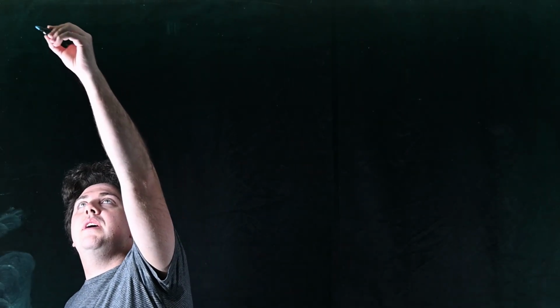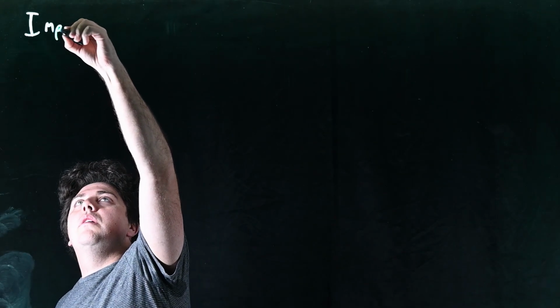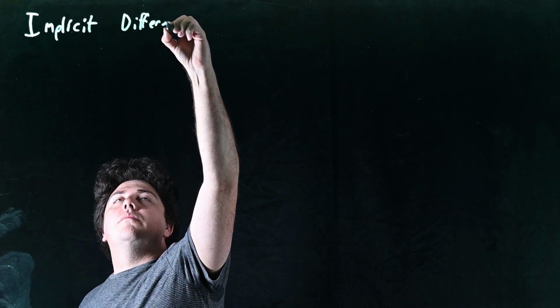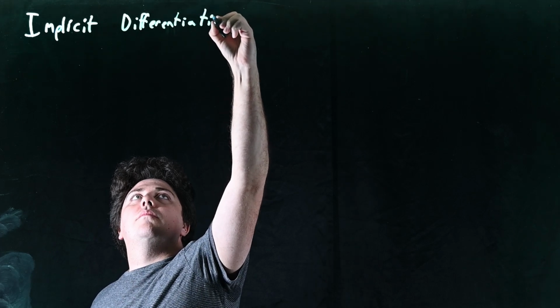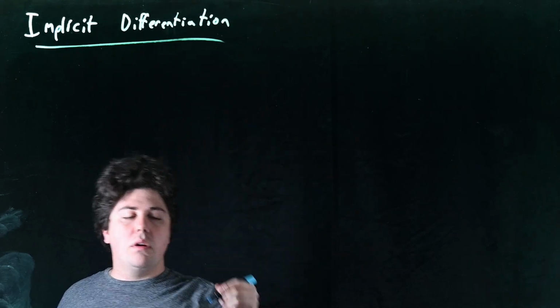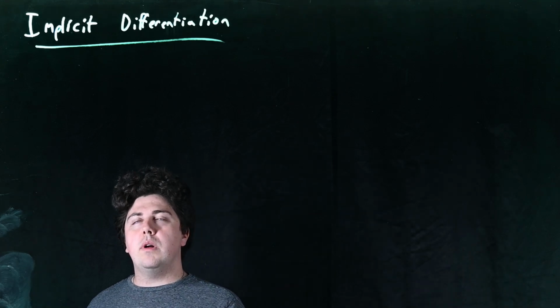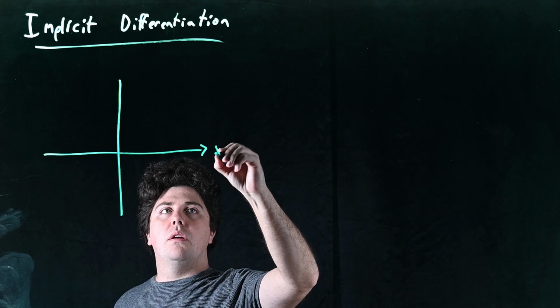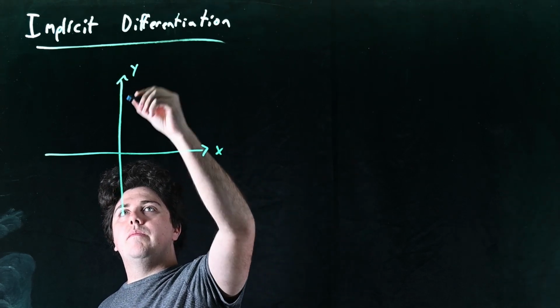So let's talk about a technique called implicit differentiation. So, what does this apply to? Well, let's talk about a circle. So suppose we have a circle of radius 1.